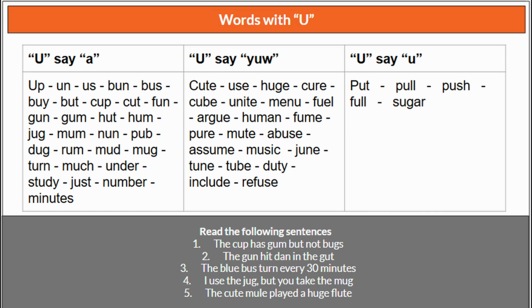Lastly, U here, you just say U, like put, pull, push, full, sugar, and so on. So read the following sentences. You're going to read after me. Number one, the cup has gum, but not bugs. So now you read the following ones yourself.